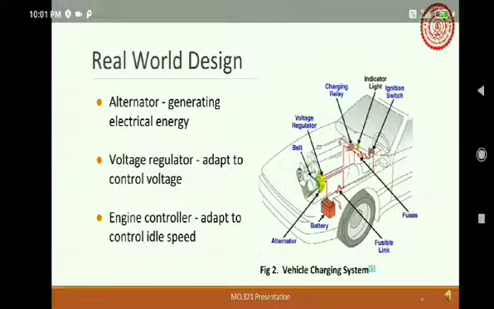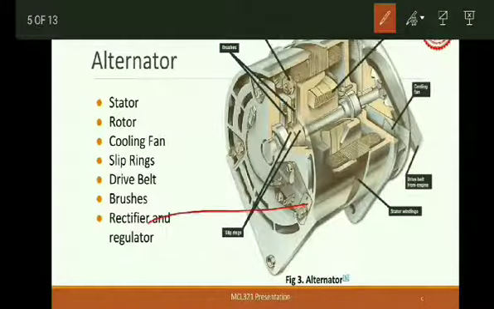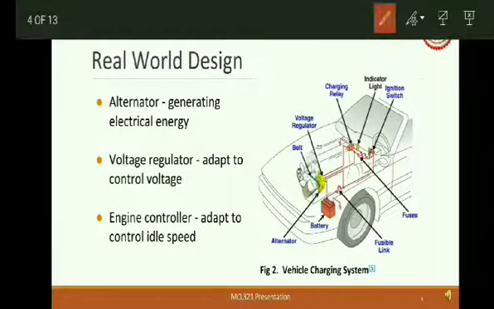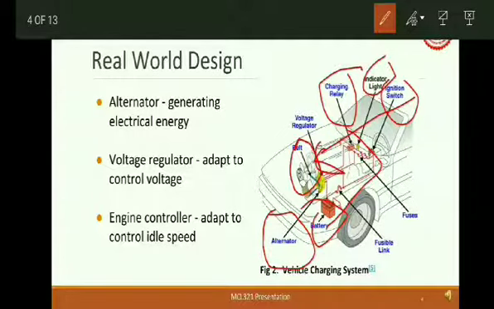The real world design actually depends on the car model. It may not be necessary that everything will be in the same way as shown in the picture. But there's a driving belt, and it transfers the mechanical motion to the alternator. The alternator converts the mechanical to electrical energy, and then there's a charging relay which charges the battery, and the ignition switch or ignition light is basically to start the engine. The engine then will move the wheels, the belt, then the alternator, battery, charging relay.